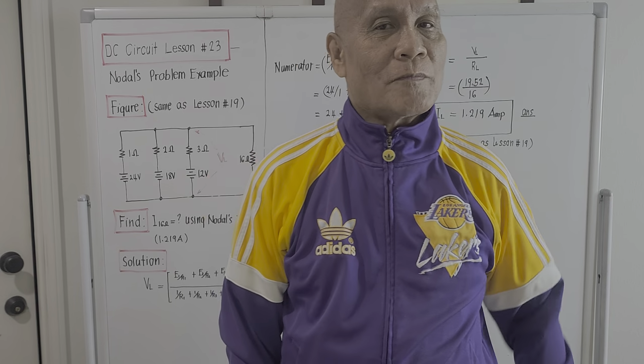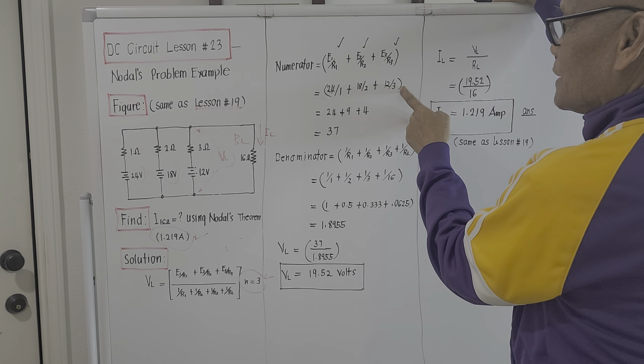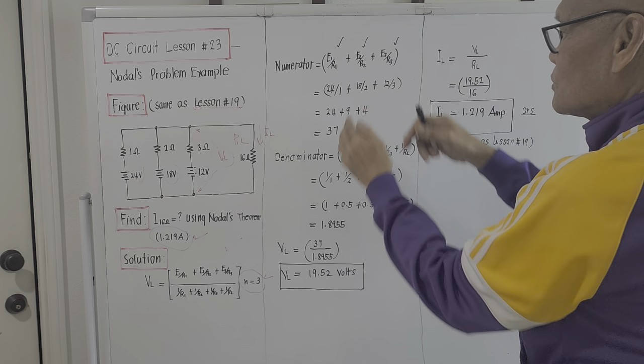So I represent the numerator as the summation of E1 over R1, E2 over R2, plus E3 over R3. All the values here are given, so it is just a matter of substitution now. E1 is 24 volts, R1 is 1 ohm, E2 is 18 volts, R2 is 2 ohms, E3 is 12 volts, R3 is 3 ohms. So we will be taking the summation of this.